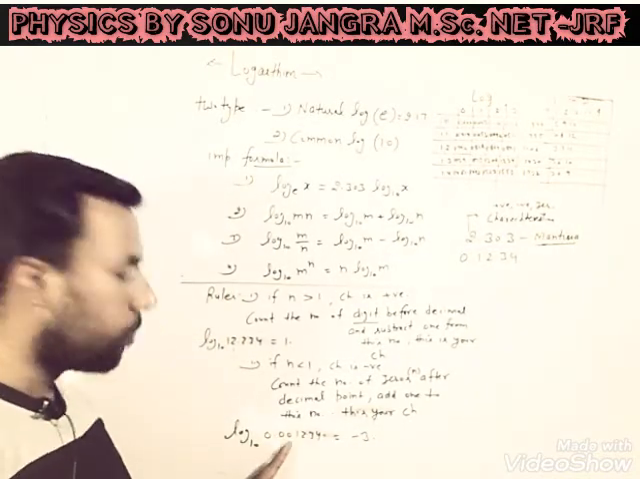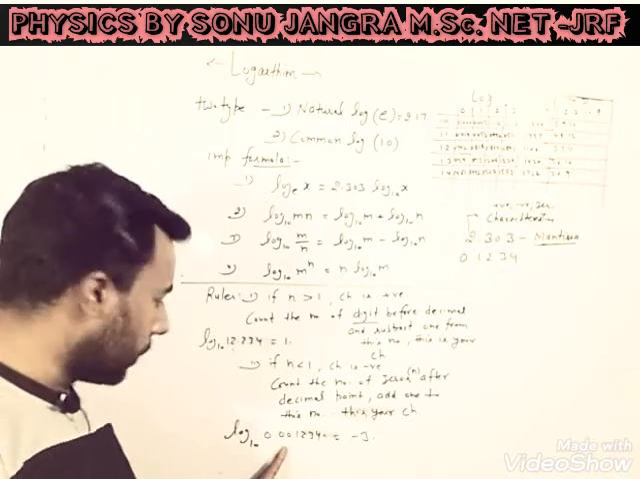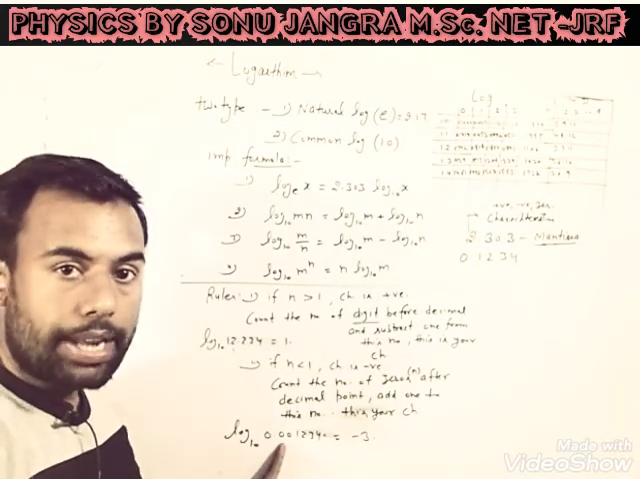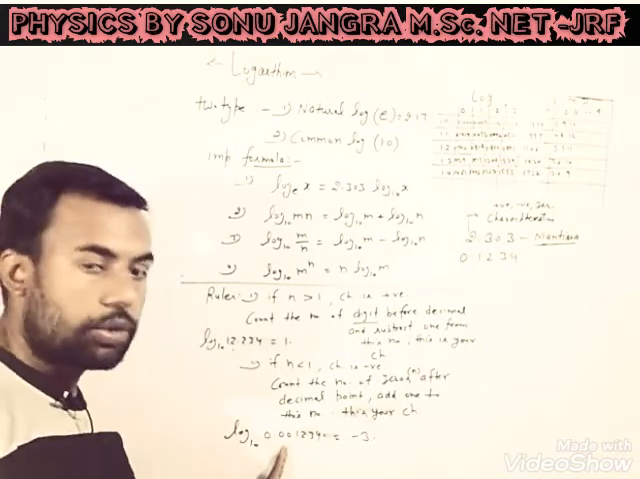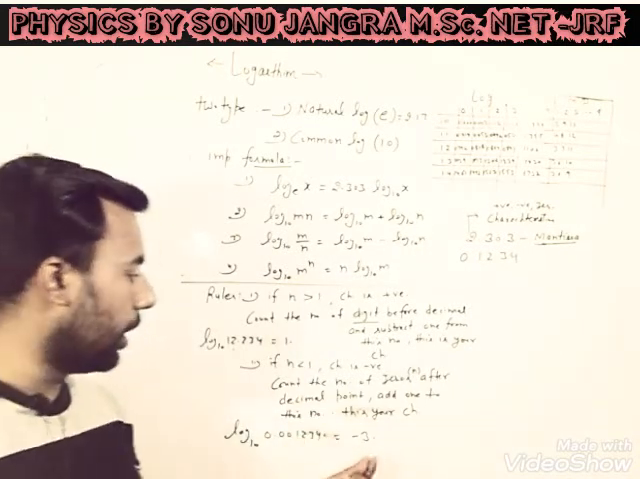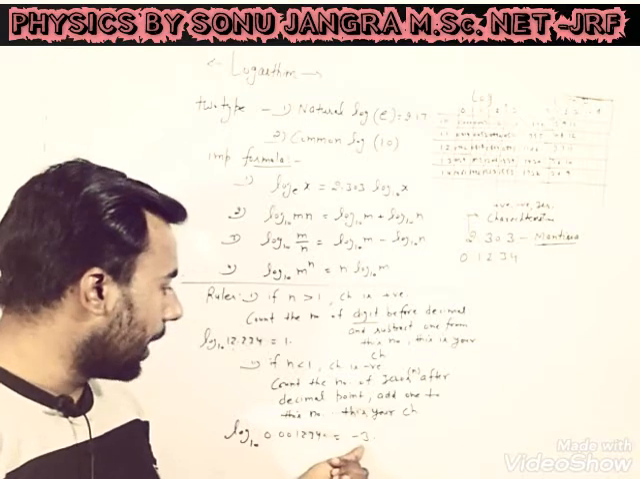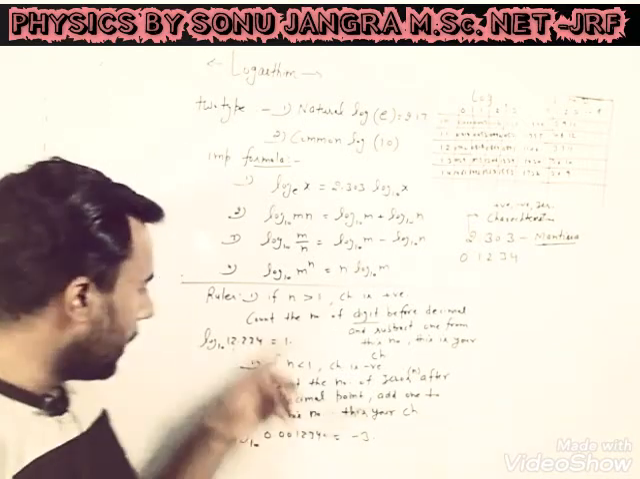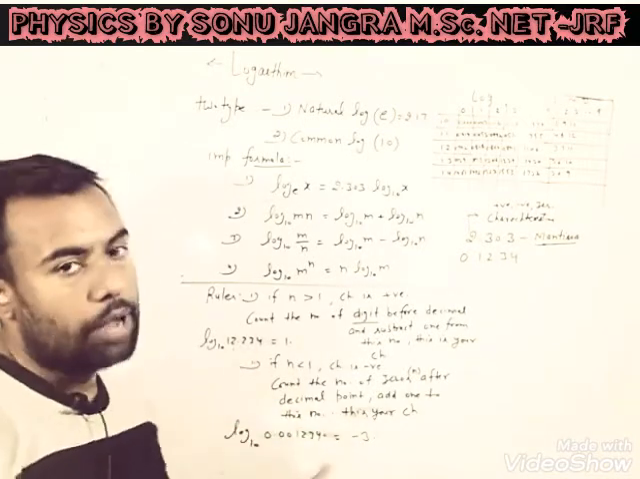So count the number of zeros after the decimal. There are 2 zeros after the decimal, so 2 plus 1 is equal to 3, and so -3 is written here. So these are the rules for the characteristic part.